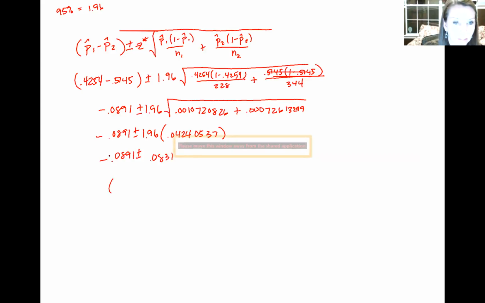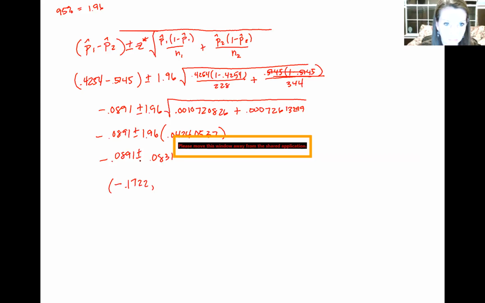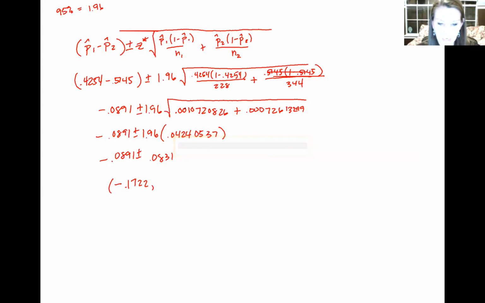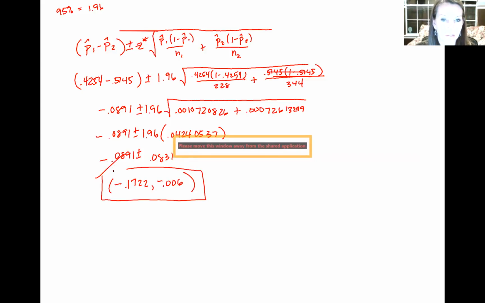So to calculate my confidence interval, I'm going to take negative 0.0891 minus 0.0831, which is negative 0.1722. Then separately, I'm going to take negative 0.0891 plus 0.0831, which gives me negative 0.006. All right, oops, I didn't mean to cross that out. So there's my confidence interval.